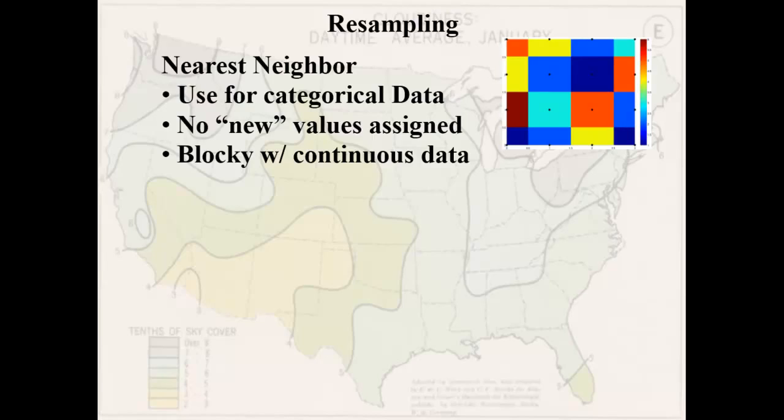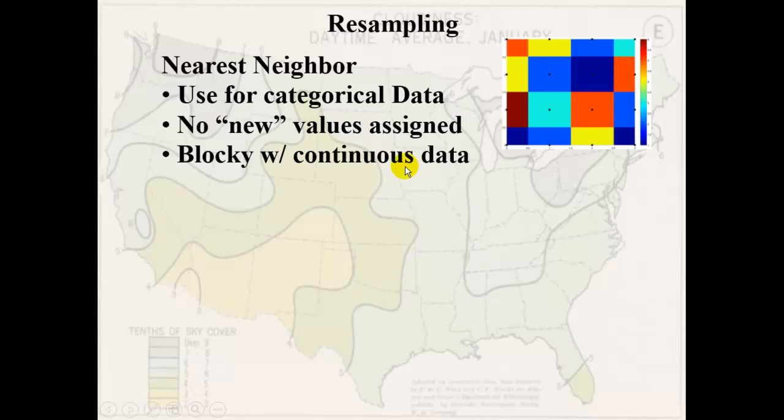You don't really need to know the math to do it, but you need to know which method to use when you're doing resampling. And you'll have the opportunity to do resampling a lot of the times when you're using tools. And if you choose the wrong method, you might have an output data set that really isn't as good as it could be. So, for categorical data, we want to use nearest neighbor. What does nearest neighbor give us? It gives us no new values, only the same values that were in the input categorical data set. And it can be kind of blocky if we have continuous data.